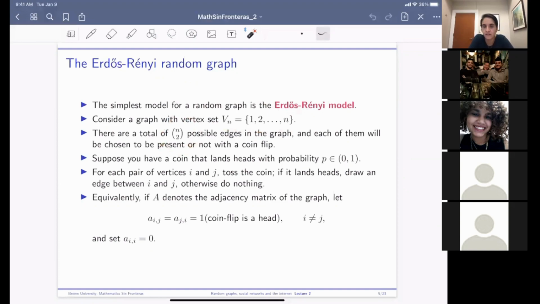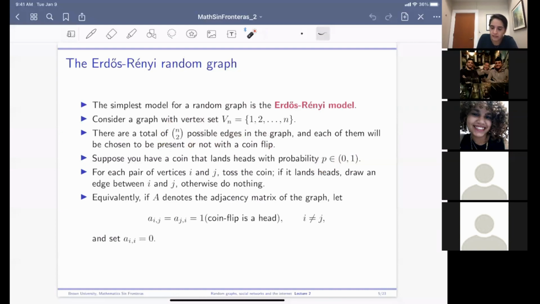Let's start with the undirected case just to keep everything simple. And each of those pairs can either have an edge or not. So the way that I'm going to choose whether that edge is present or not is by tossing a coin. And this coin, if it lands heads, means that I'm going to draw that edge. If it lands tails, it means I'm not going to draw the edge. Now, just to make it interesting, we're going to allow the probability of this coin to be anything between 0 and 1. So it doesn't have to be a fair coin, right? Whatever we want to pick, the probability of having an edge is any number between 0 and 1.